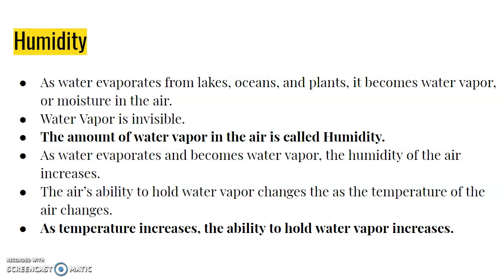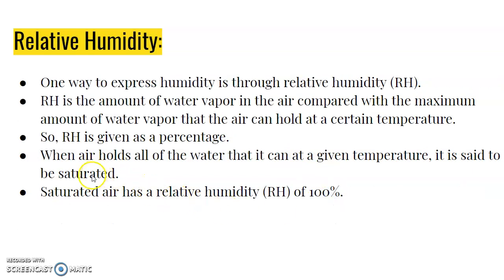The air's ability to hold water vapor actually changes depending on the temperature. So if the temperature of an area increases, the ability to hold water vapor increases as well. So here's how it works. Temperature increases, there's more evaporation taking place from lakes or plants. And the water, when it evaporates, becomes water vapor, which is in a gaseous form, and becomes moisture in the air. And as temperature increases, the atmosphere is able to hold more water vapor. So that's how humidity works.